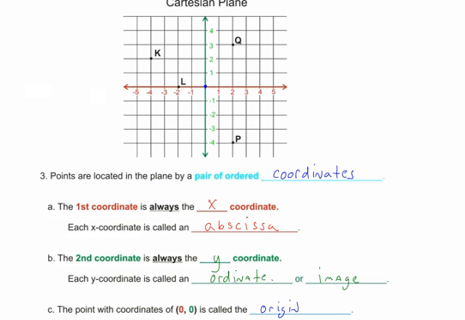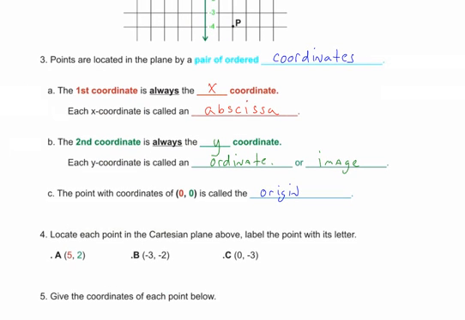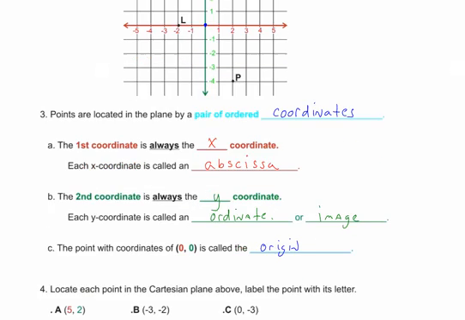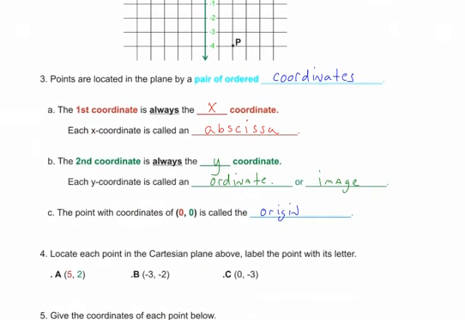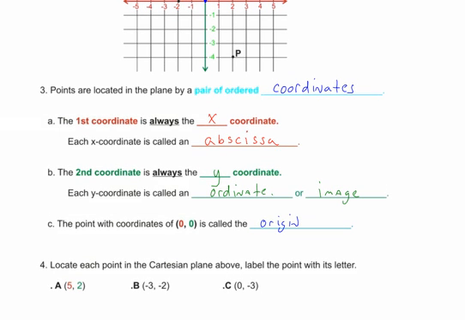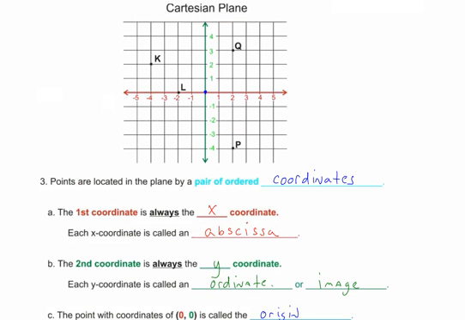All right, so number 4, locate each point in the Cartesian plane above. Label the point with its letter. All right, so I want you to go through and put in a point A. I already have some points there. Do it just like those points are. Put the point right at the intersection of the coordinates and then put the letter by it. So put point A by 5, 2. Put point B at the coordinates of -3, -2. And put point C at the coordinates of 0, -3.